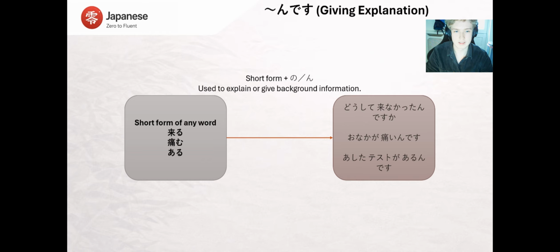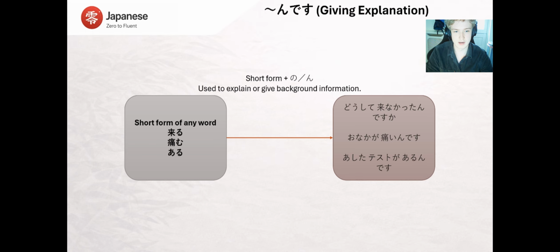どうして konakatta desu ka? So the short negative past form of kuru is konakatta. Then we're going to do the n behind it, and we're going to say desu ka, which is a question. So どうして konakatta desu ka? Why didn't you come? You could say kino before this, which would be yesterday. So kino どうして konakatta desu ka? Why didn't you come yesterday?